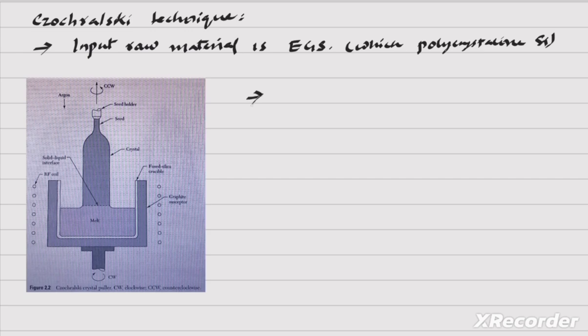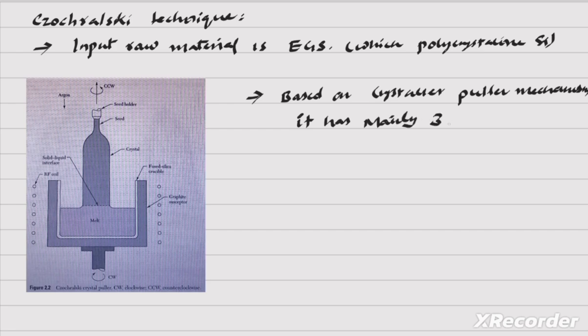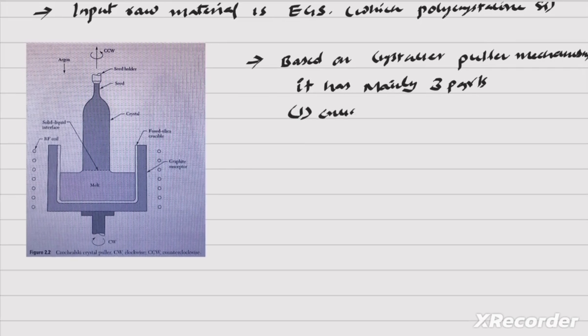This Czochralski technique is based on a crystal puller mechanism. It has mainly three parts. One is the crucible, which includes a fused silica crucible and quartz also.